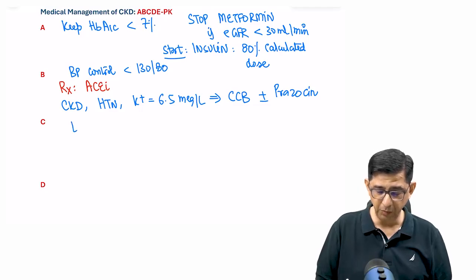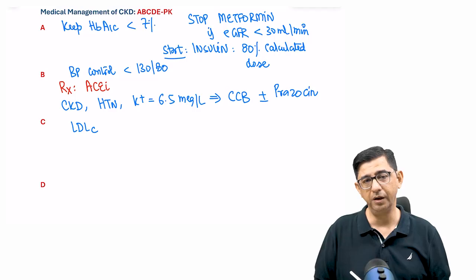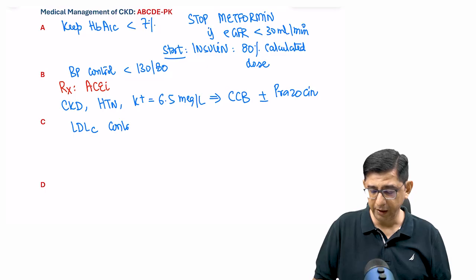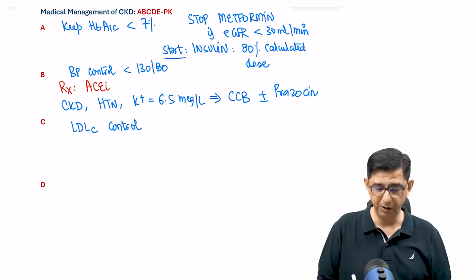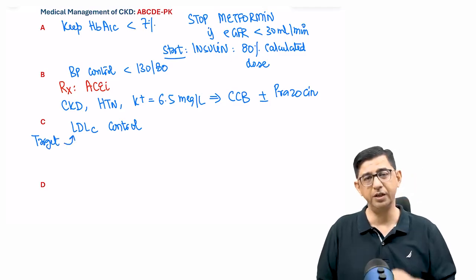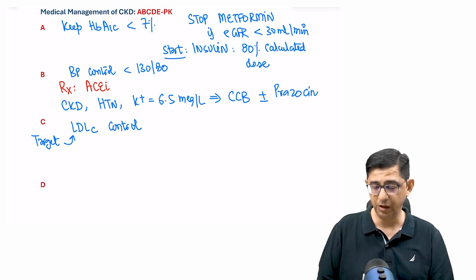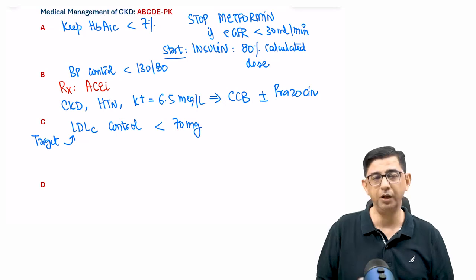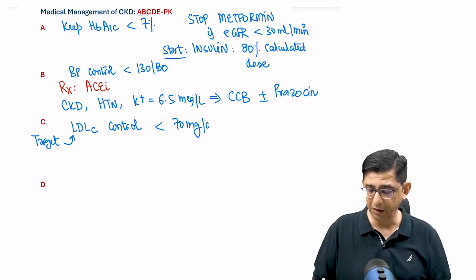Then I need to keep LDL cholesterol under control. The target LDL that I need to obtain in this patient, C stands for keeping the value of LDL cholesterol under check. C is cholesterol values to be under check. What should be the target LDL? Then in a diabetic patient, I should be keeping it at a value less than 70 by giving statins to the patient.